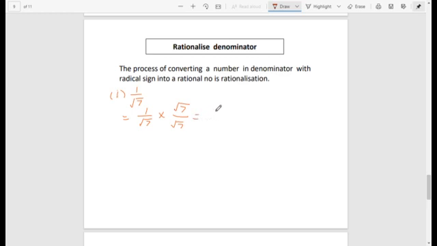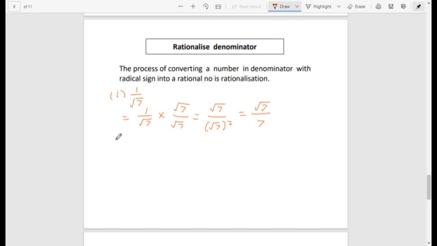This can be written as root 7 upon root 7 square. This gives us root 7 upon 7, because root 7 square gives us 7. So in this way we have got a rational number in denominator.